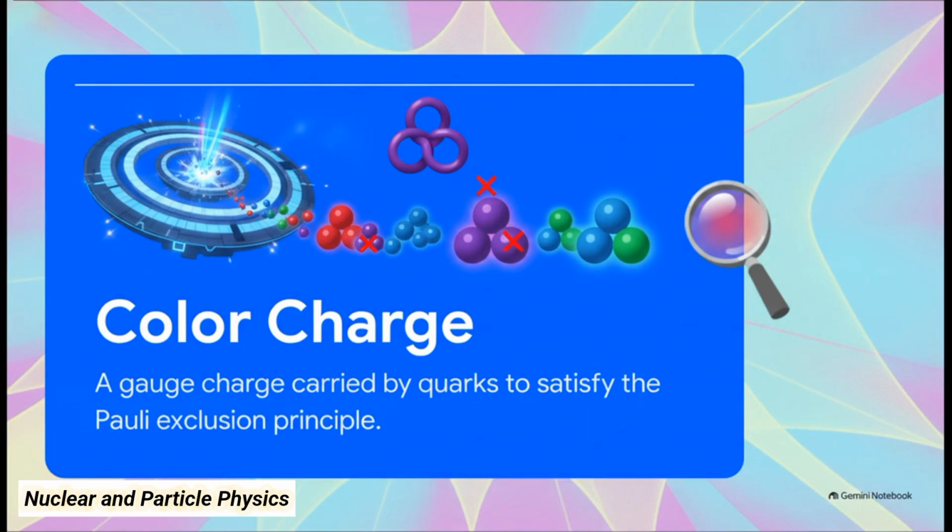Digging a little deeper into that strong force, colliders proved that protons and neutrons aren't actually fundamental. They're made of even smaller pieces called quarks. But quarks presented a mathematical puzzle. Sometimes 3 identical quarks combine, which completely breaks quantum rules, like the Pauli exclusion principle. To fix this, physicists realized quarks must carry a brand new property called color charge, red, green, or blue. This ensures no 2 quarks in a system are ever perfectly identical, keeping the math and reality perfectly intact.